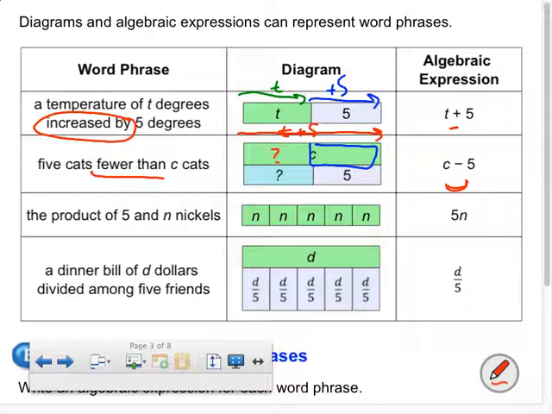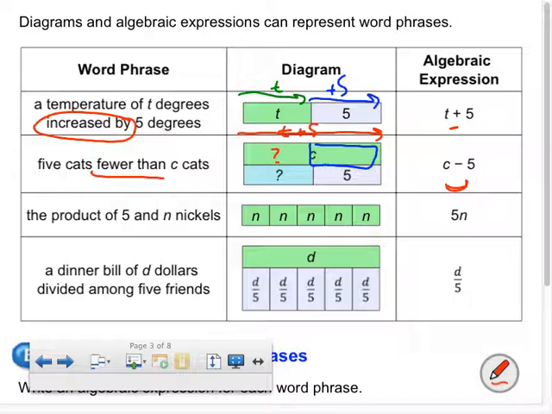What are some other words besides fewer than that are keywords for subtraction? Go ahead. Less than. Less than, very good. Got another one? How about you, Justin? The difference, nice. McKinley? Take away, good. There's a few.